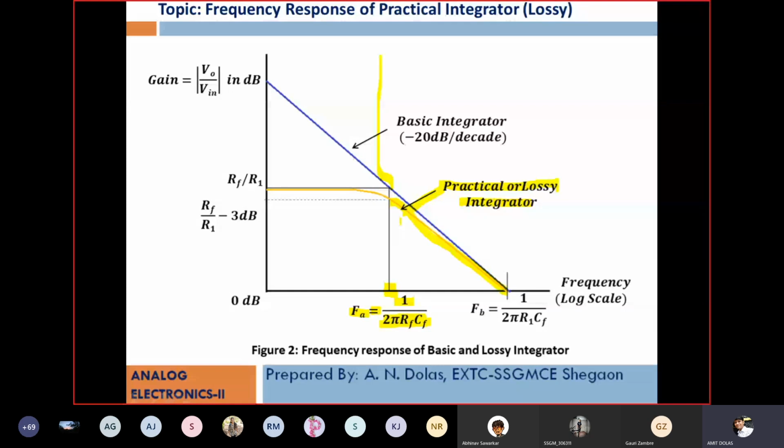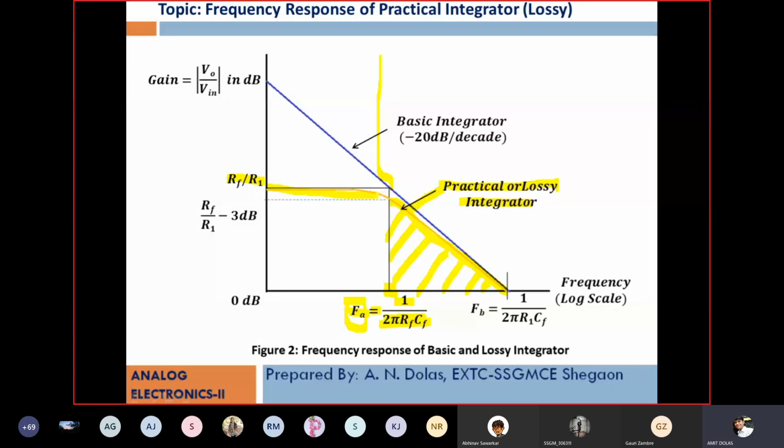So I will highlight here. Here is the perfect integration, whatever is the shaded area, I am doing it on the PPT. Here is the perfect integration, and the roll off rate is minus 20 dB per decade. Before FA, what is happening? Due to the RF effect, the gain will be constant, that is RF by R1.